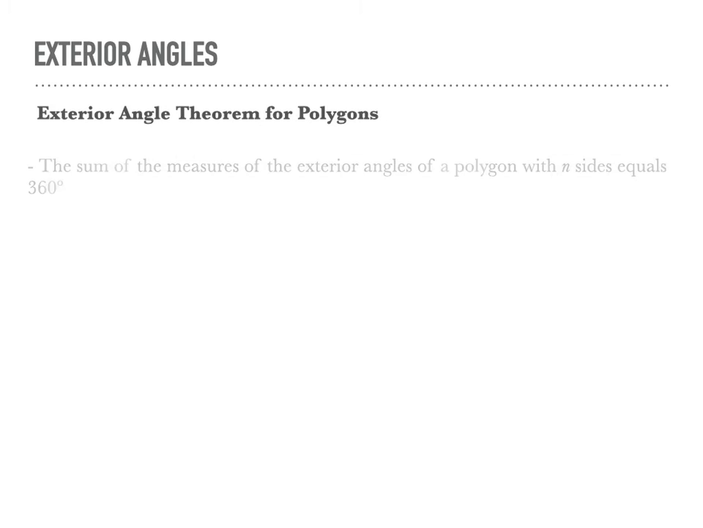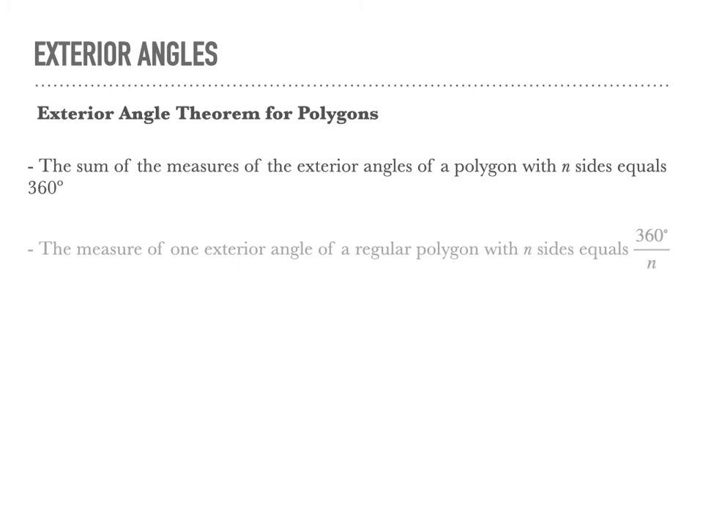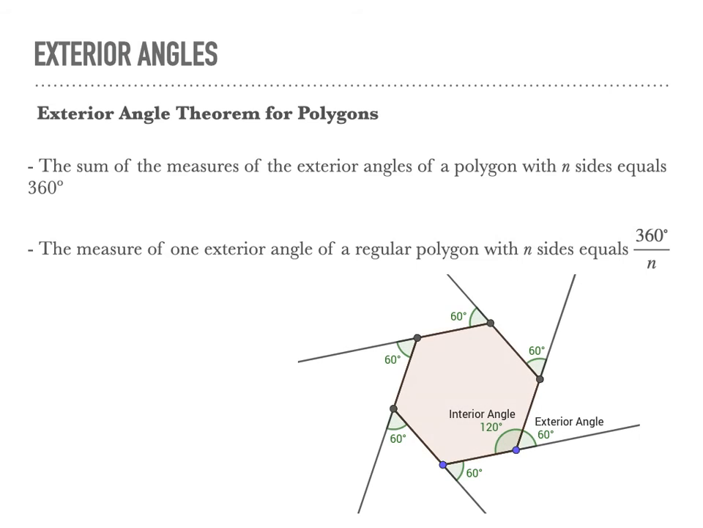Now let's move on to one of the two main types of angles in polygons, which is the exterior angles. So the sum of the measures of the exterior angles of a polygon with n sides equals 360 degrees. And the measure of one exterior angle of a regular polygon with n sides equals 360 degrees divided by n, where n is the total number of sides.